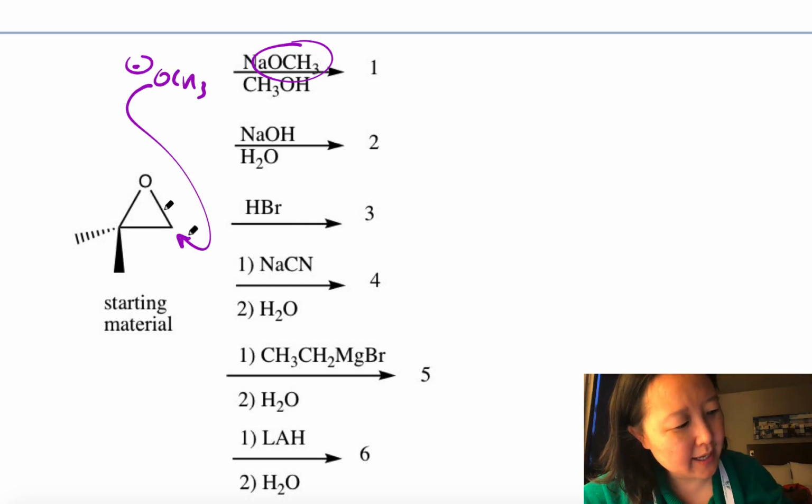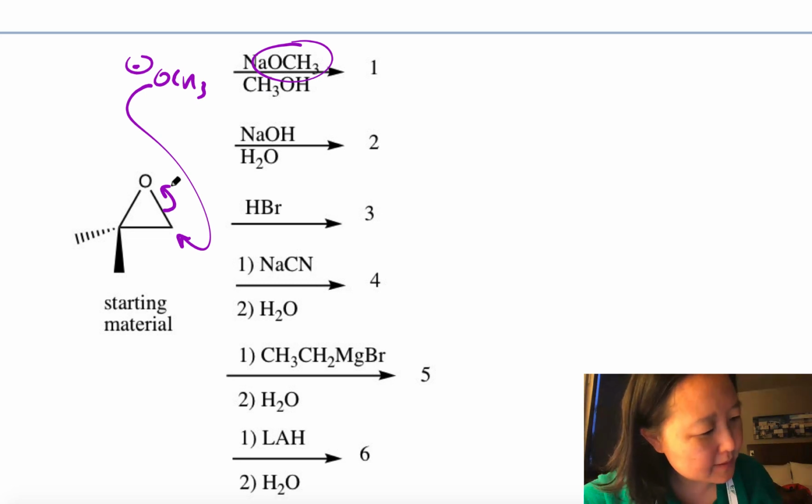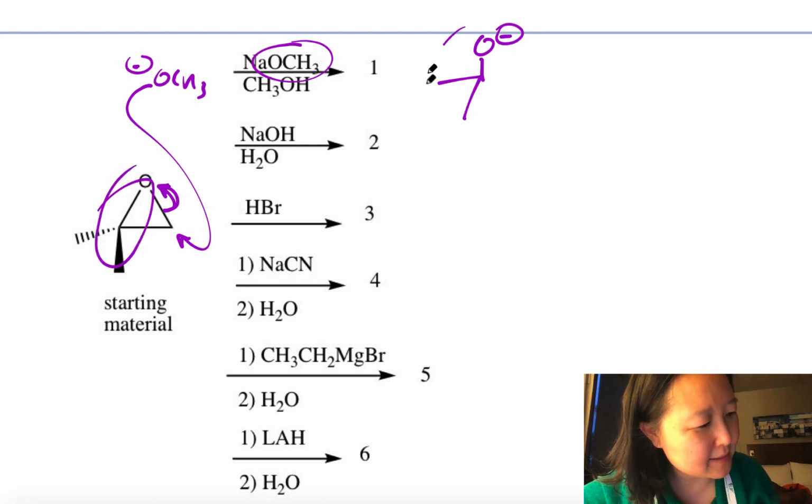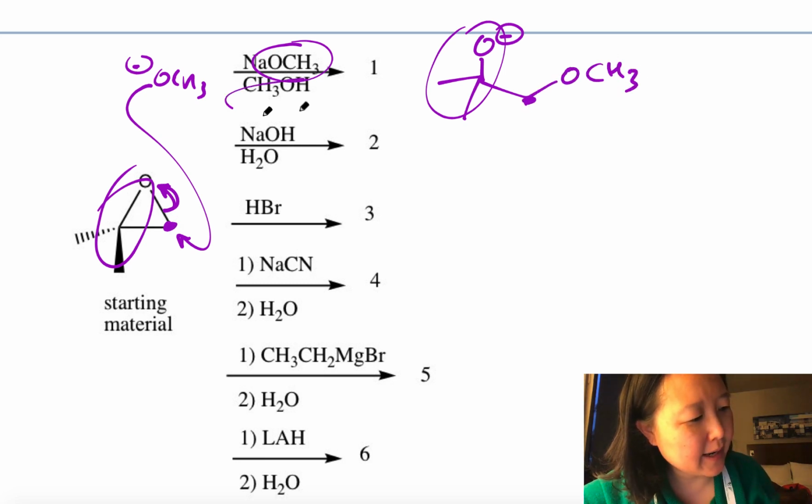Basic conditions, I attack this way. So I'm going to have my 2 groups like that. My oxygen swings over, right? So that's this part right here. And then I have this carbon here, which is right here, and my OCH3 group added on. And I have methanol here so that I can neutralize that.